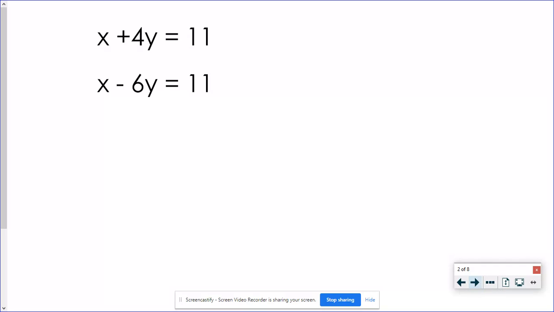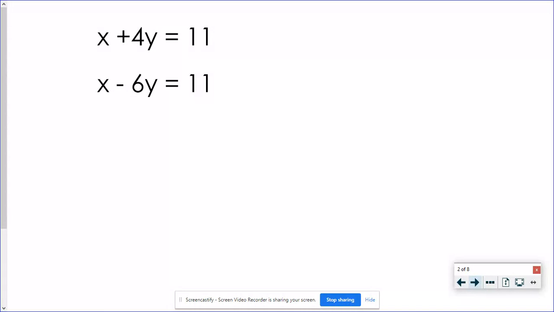In this problem, I don't have any of my variables that have opposite coefficients. Now, I know that the top y has a positive 4y, the bottom has a negative 6y. Just because one's positive and one's negative, again, that does not mean that they are opposites. They're not the same numbers. If it was positive 4 and negative 4, that's what we want. We have everything all lined up, so the x's are lined up, the y's are lined up, the equal signs are even lined up, and they both happen to be equal to 11.